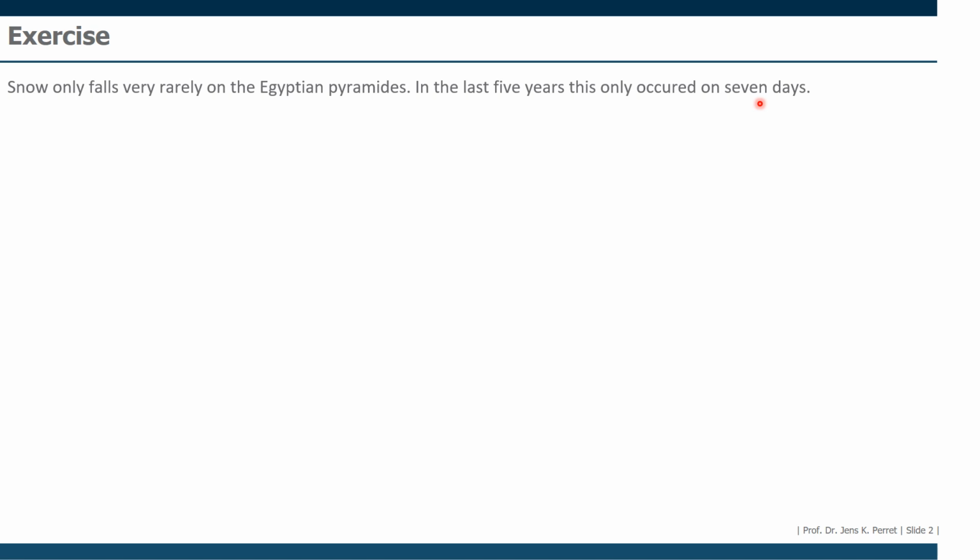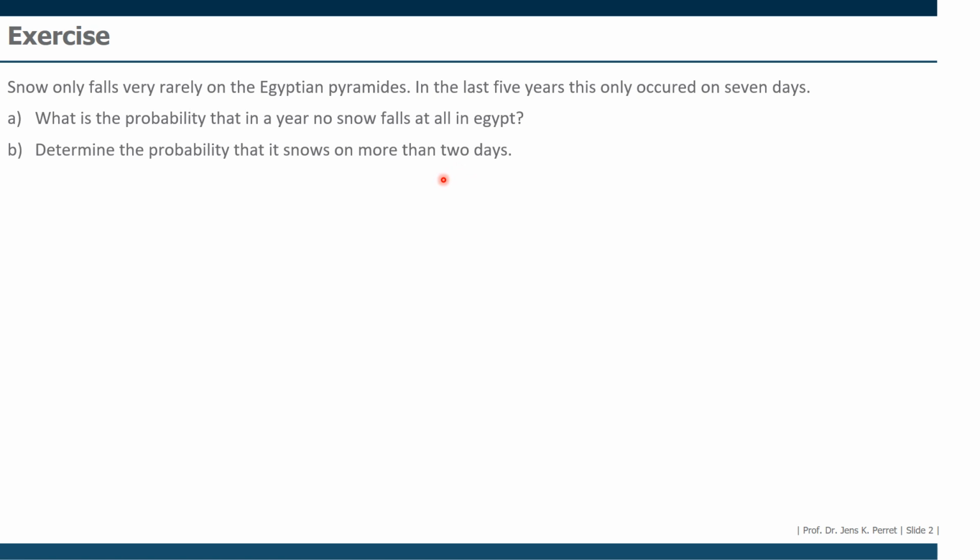So this information gives us the average. Well, what should we do with this information? First off, calculate the probability that in a year no snow falls at all in Egypt. And second, determine the probability that it snows on more than 2 days. Well, let's start with the first part.